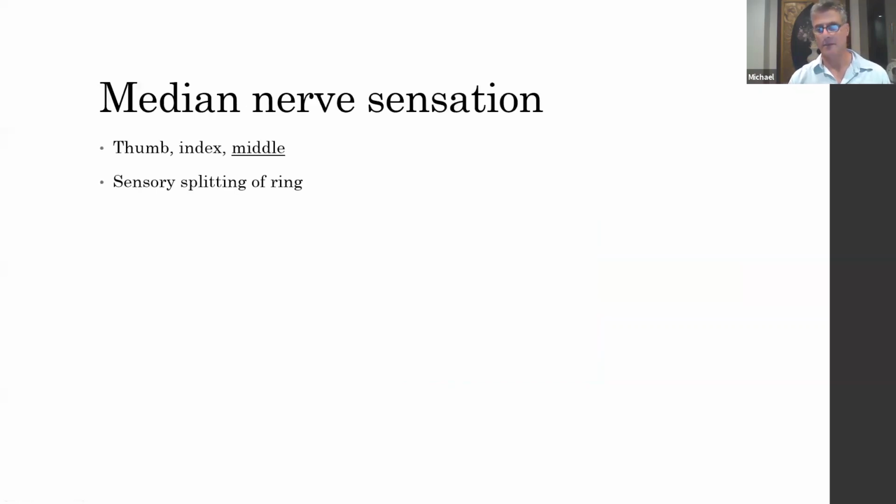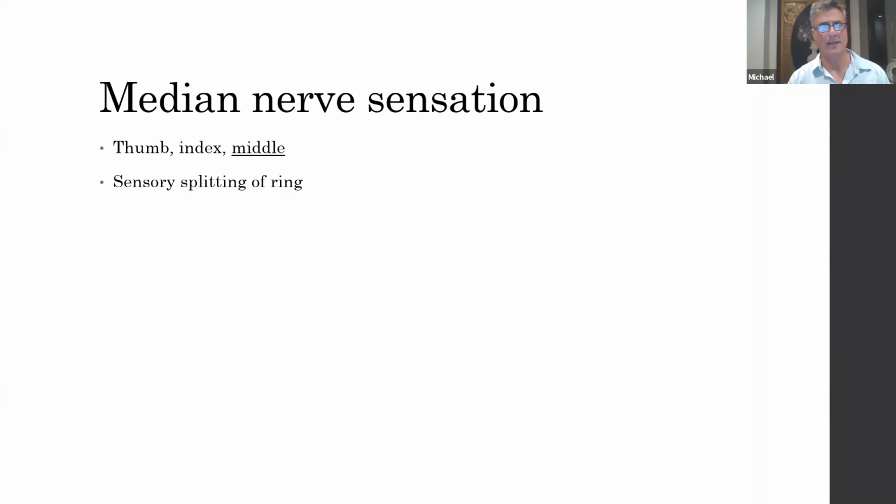I never test for opposition. It's too difficult and it doesn't really tell you very much. It's difficult to test opposition strength. I maybe do it if I'm looking for end stage carpal tunnel, but mostly I don't test for opposition. It's really just APB.